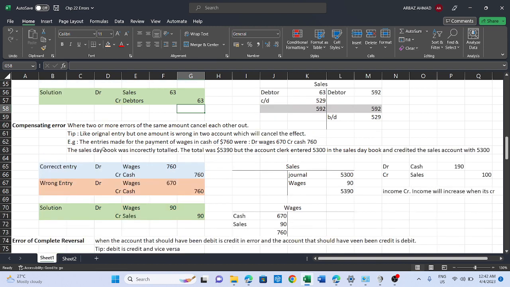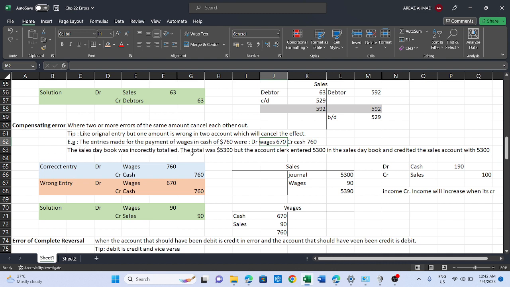For example, the entry made for the payment of wages in cash is 760, debit wages 670, and cash is 760. So if you see, the amount here is wrong. So 760 is supposed to be the correct one. So this one is correct, but debit wages is wrong. So we are understating the wages account. Later we have to top up how much? I think 90 ringgit.